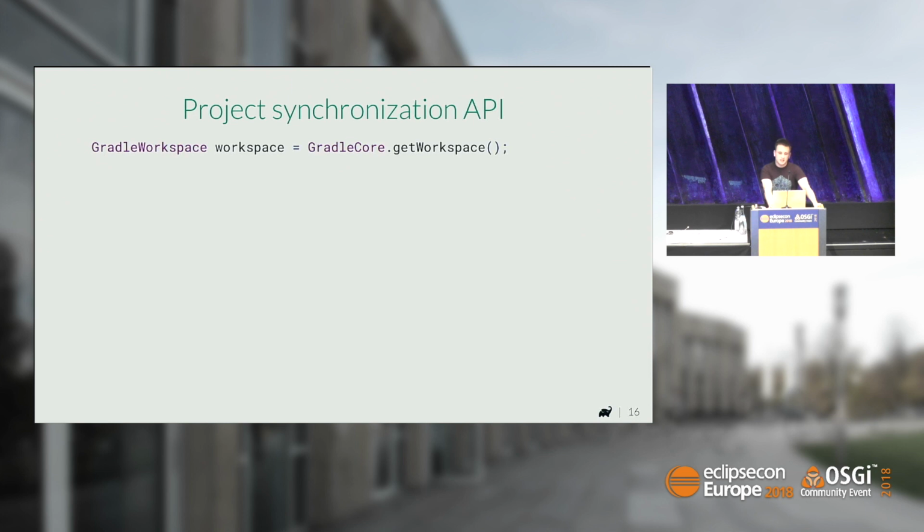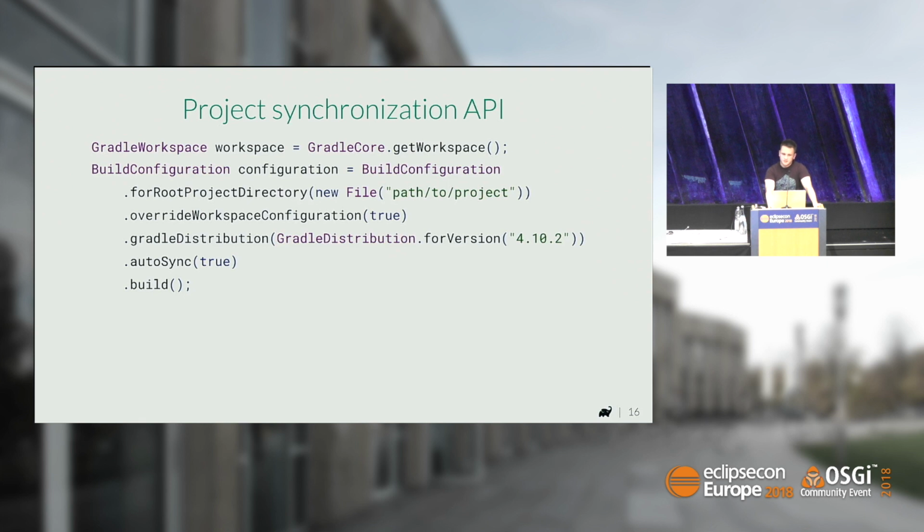For all the public APIs, we created a service called Gradle Workspace, and that's how you access all our APIs. For importing a project, you need a thing called build configuration. It's just a tiny helper class, which by default requires a root project directory from where the Gradle project should be imported. And then you have a bunch of optional configuration, if this project needs to override or inherit the workspace configuration, to use a specific Gradle distribution, and some more.